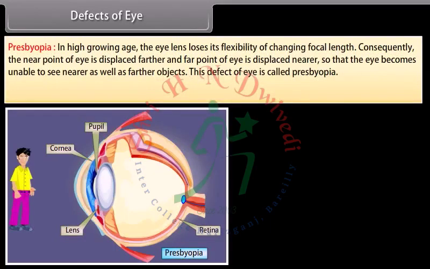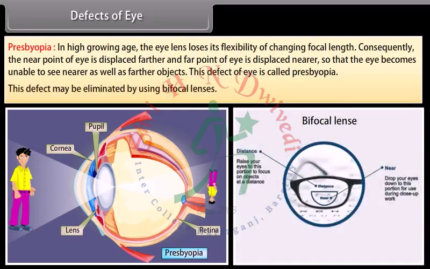Presbyopia. In high growing age, the eye lens loses its flexibility of changing focal length. Consequently, the near point of eye is displaced farther and the far point of eye is displaced nearer, so that the eye becomes unable to see nearer as well as farther objects. This defect of eye is called presbyopia. This defect may be eliminated by using bifocal lenses.